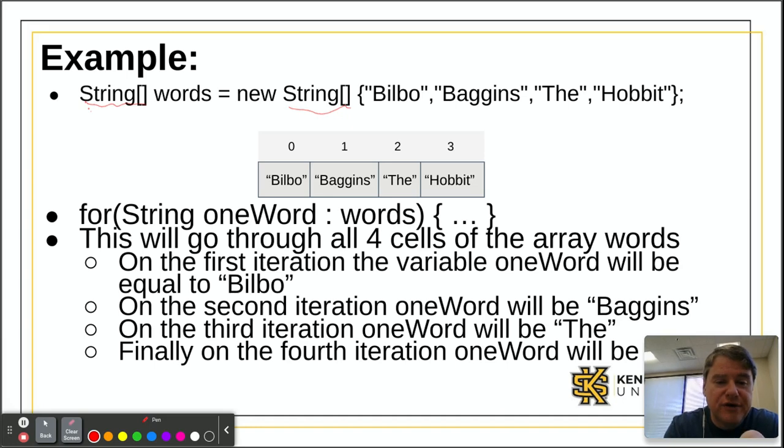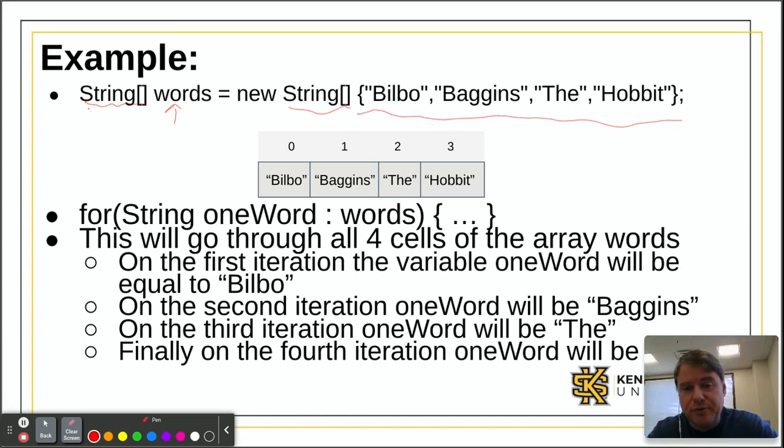And we have, we called it words. So words is the name of the array. And I went ahead and initialized it with 4 strings. So Bilbo, Baggins, the, Hobbit. All right, so each of those strings is now in a cell of the array.